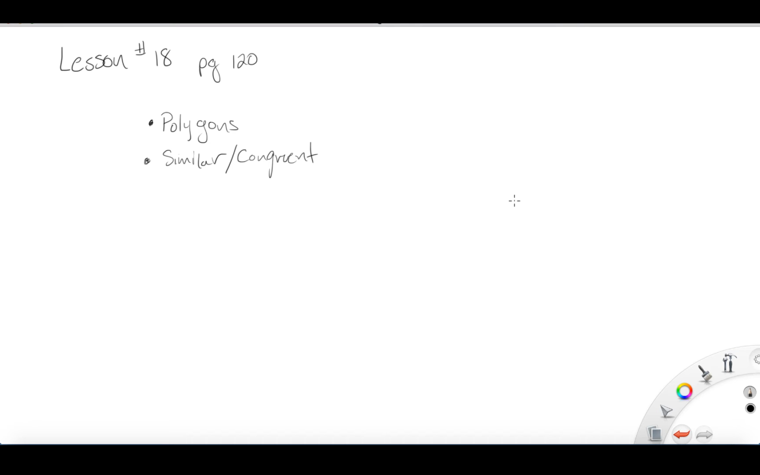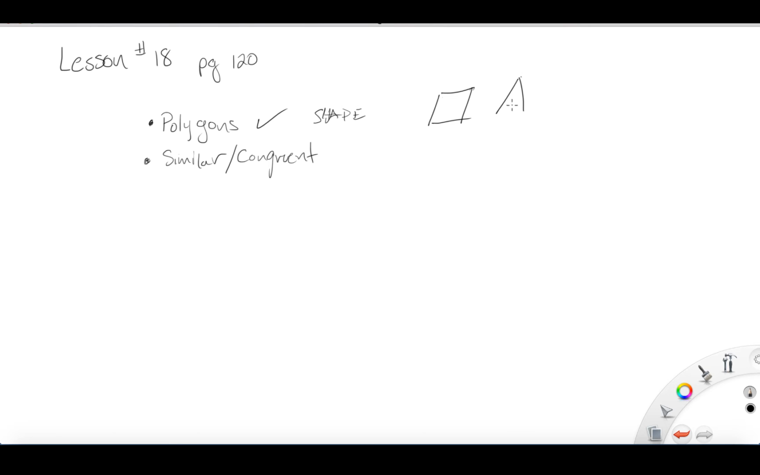Course 2, Lesson 18. We are going to be on page 120. And today we're going to be talking about a polygon and what that means as far as a shape is concerned. Polygons have basically four sides, okay, and they are all connected. All right, and we're going to look at different shapes that we can make.